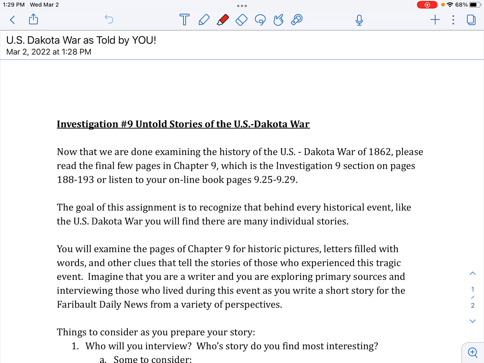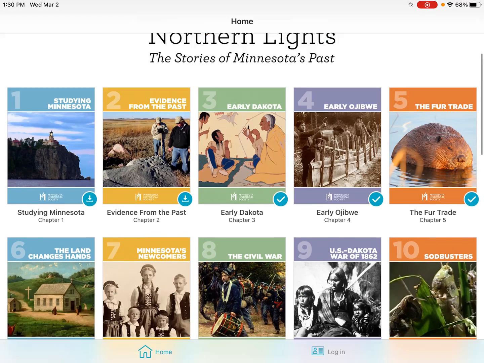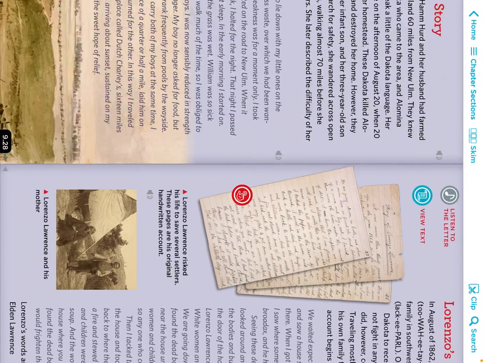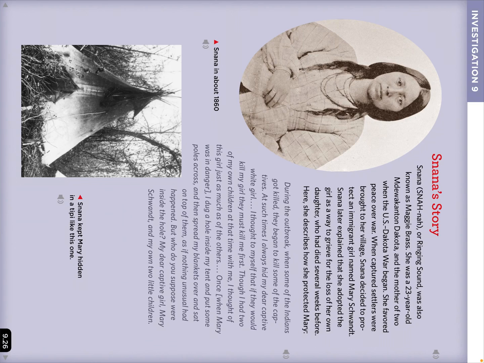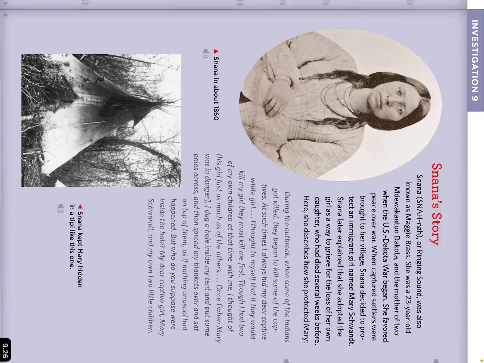So now that we're done examining the history of the U.S. Dakota War of 1862, I want you to read the final few pages of Chapter 9, which is the Investigation 9 section, which is pages 188 through 193 in your book, or if it's your online book, it's 9.25 to 9.29. Okay, so I'm going to go into our book here real quick, and the Chapter 9. So what we're looking at is this section right here. It is the untold stories of the U.S. Dakota War. So I want you to read or listen to this section.